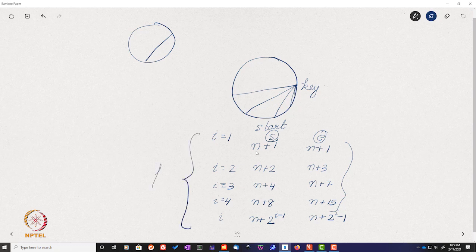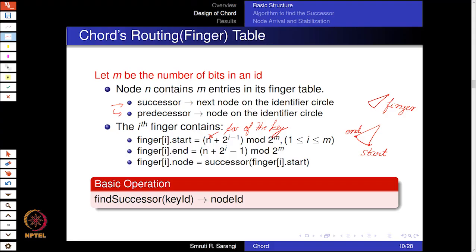The way that we define these fingers, each one of them we are essentially drawing a line. That's also why this scheme is called Chord, because there is a circle, and any time 2 points on a circle are joined by a line, it becomes a chord. So finger i dot node. For every finger we have a start and an end, which are only 2 positions. But finger i dot node is the name of a node ID, which is the clockwise successor of the finger i start.